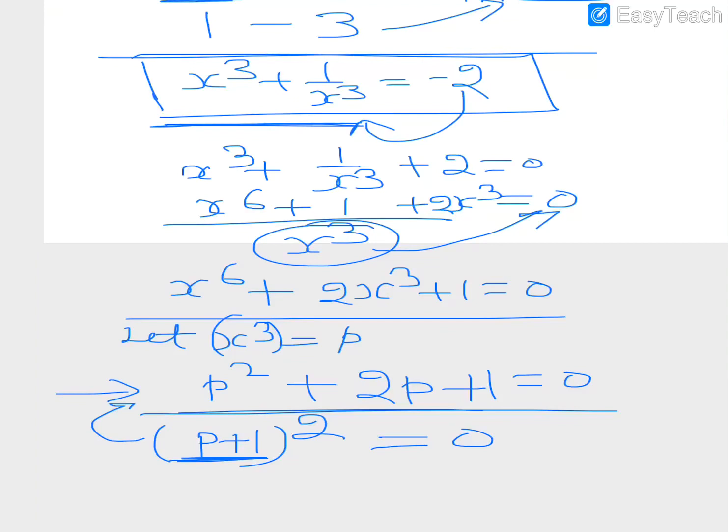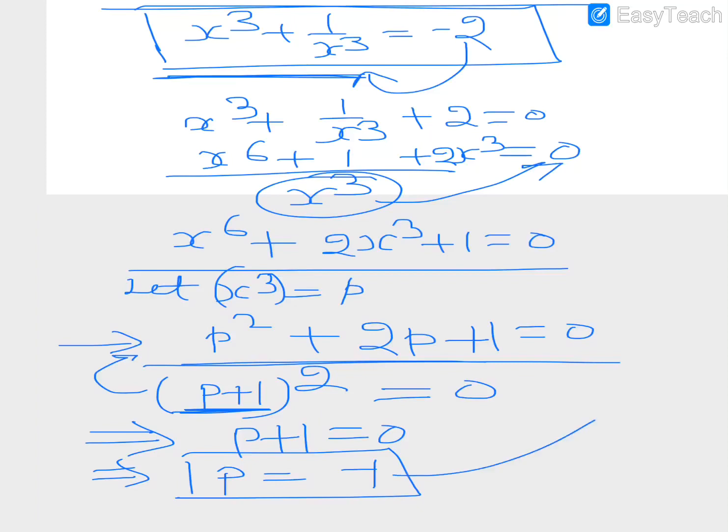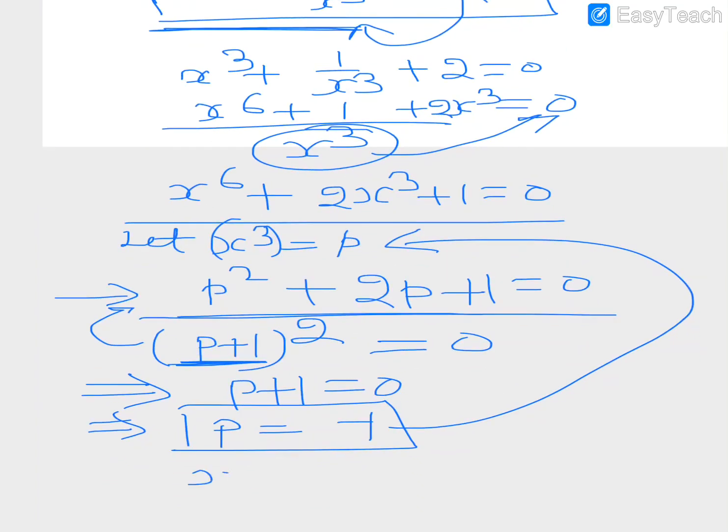Here, if we take the root on both sides, p plus 1 equals 0, and it becomes p equal to minus 1. So what was our p? P was what we assumed, x raised to the power 3. So x raised to the power 3 equals minus 1.